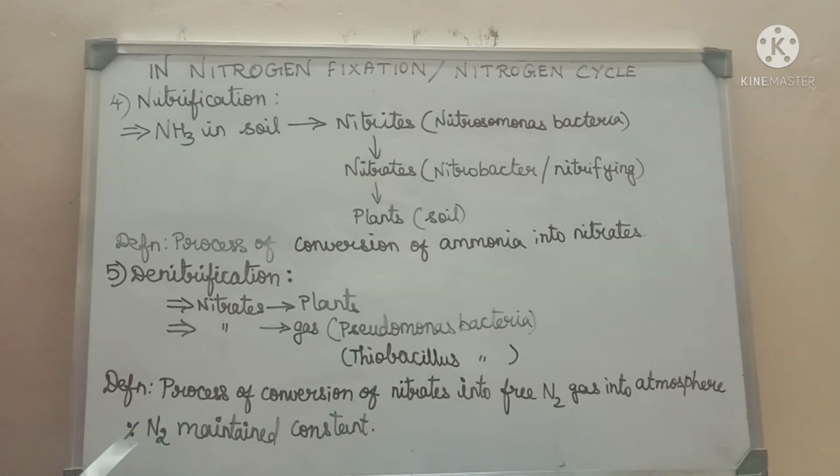Thus, the percentage of nitrogen, that is 78% nitrogen, is maintained constant in the atmosphere. Clear, children?